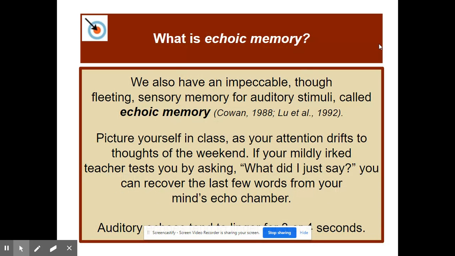Echoic memory is auditory stimuli memory. Picture yourself in a class and your attention drifts to thoughts over the weekend. If your mildly irked teacher tests you by saying, "What did I just say?" you can recover the last words from your mind's echo chamber. You're able to remember just a little bit of that last part of what the teacher says. It's called the recency effect.